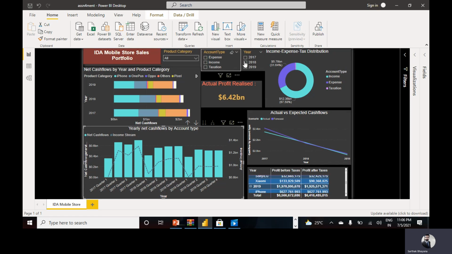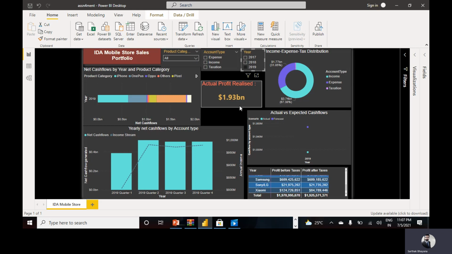I have created 3 additional filter tabs over here to navigate to the particular part of the project, and I have included the actual profits realized figure here, which tells us about the aggregate profits from all the 3 years. Suppose I filter this on the 2019 data, we would see that all the figures have changed and the actual profit realized has become $1.93 billion.